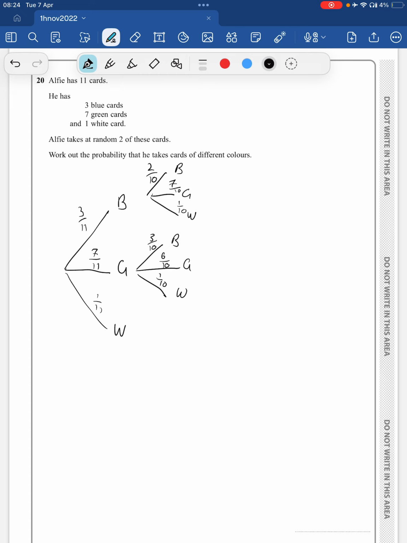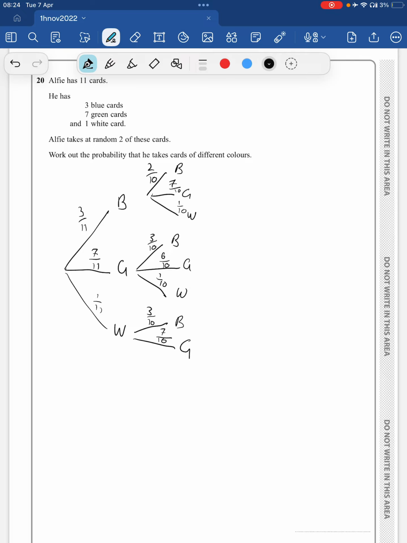If he's chosen the only white card, he cannot choose the same white card again, so he's going to be left with 3 out of 10, 7 out of 10, just there. Now this is just to help me visualize my probabilities, and I am being asked to work out the probability that he takes cards of different colors.